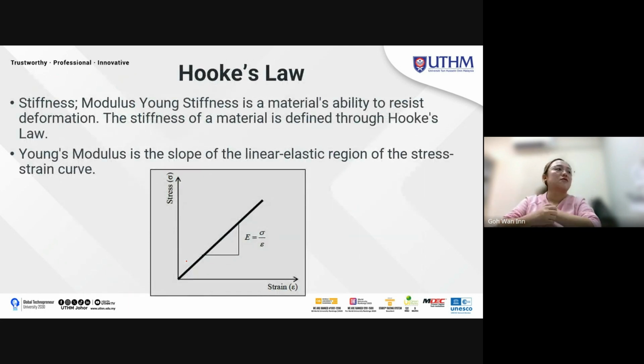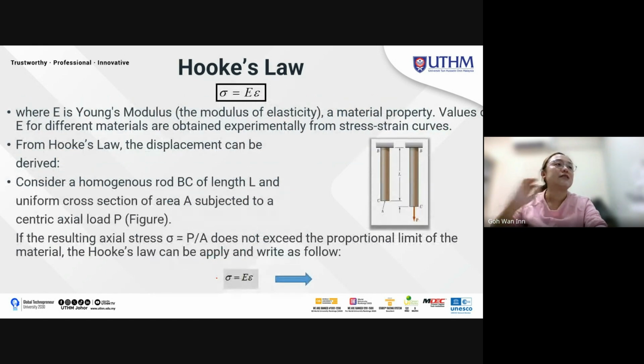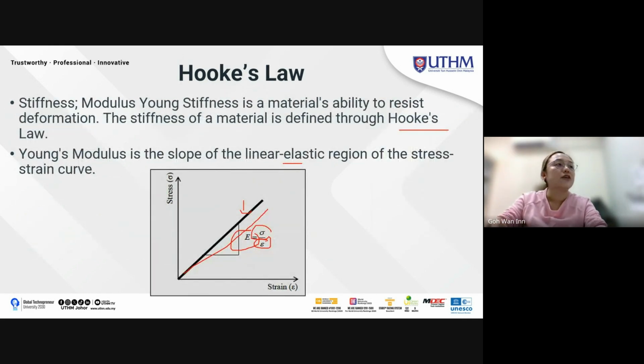Hooke's law. Stiffness, Young's modulus: stiffness is a material's ability to resist deformation. The stiffness of a material is defined through Hooke's law. E, just now I mentioned E, the slope. Young's modulus is the slope of the linear elastic region of the stress-strain curve, still in the elastic stage. So E is stress over strain in the straight line. You can see this line is very straight. So stress is equal to E times strain. When you switch this formula, you will get this.